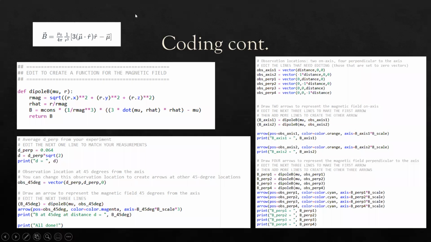Here's a continuation of the coding part. I'm only going to focus on this formula which I created because all of the other parts were found using this formula. Basically, this formula is the Biot-Savart law, which is pictured in the top left, where you are given a mu, which is the moment of the magnetic dipole, and r, which is a distance from the magnet. And then using that, you can plug it into the equation to find the strength of the magnetic field at that location.